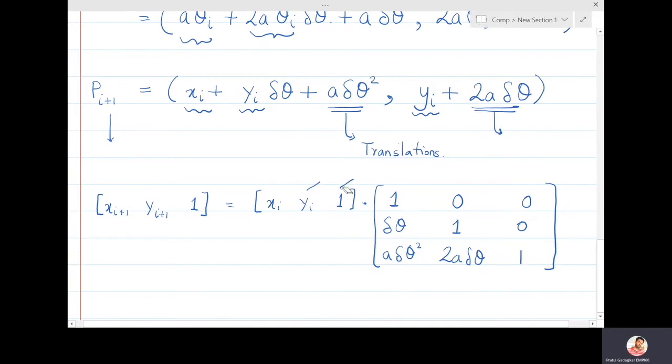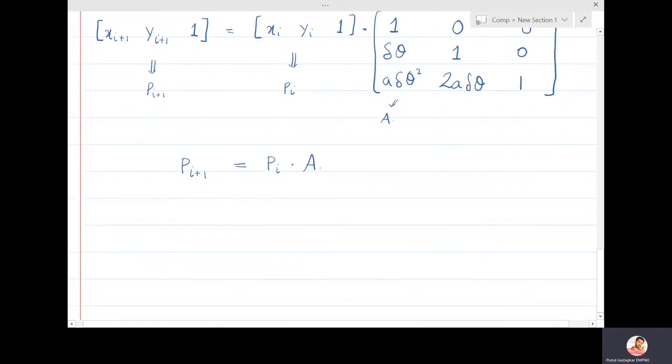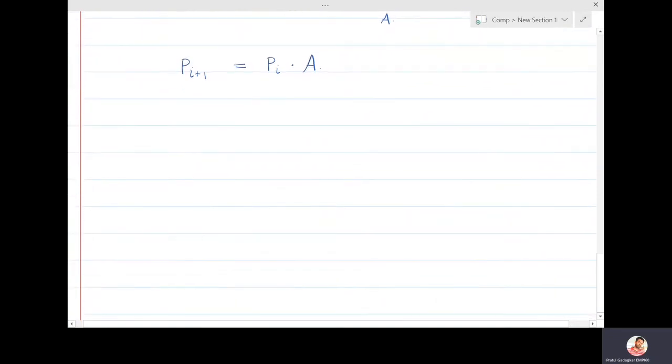So this is going to be my recurrence formula to generate the points on the parabola. This point will correspond to pi plus 1, this point will correspond to pi, and this is the matrix that we are going to call the matrix A. In brief, pi plus 1 is equal to pi multiplied by A. Now, when we are given such types of problems, there are two types.